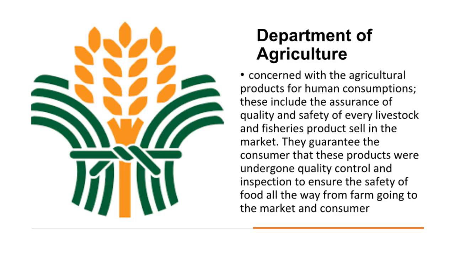The Department of Agriculture is concerned with agricultural products for human consumption. These include the assurance of quality and safety of every livestock and fisheries product sold in the market. They guarantee the consumer that these products have undergone quality control and inspection to ensure the safety of food all the way from the farm to the market and consumer.